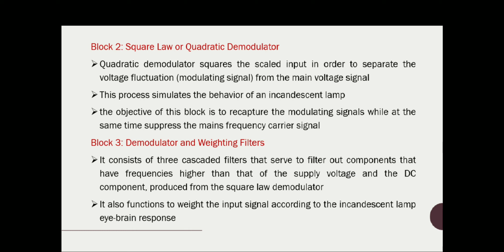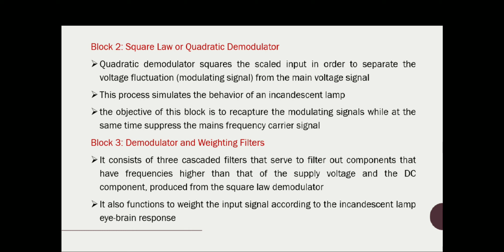And block 3 consists of multiple filters, that is, demodulator and weighting filters. Block 3 consists of multiple filters that serve to filter out the unwanted frequencies produced from the demodulator and also to weight the input signal according to the incandescent lamp eye-brain response.